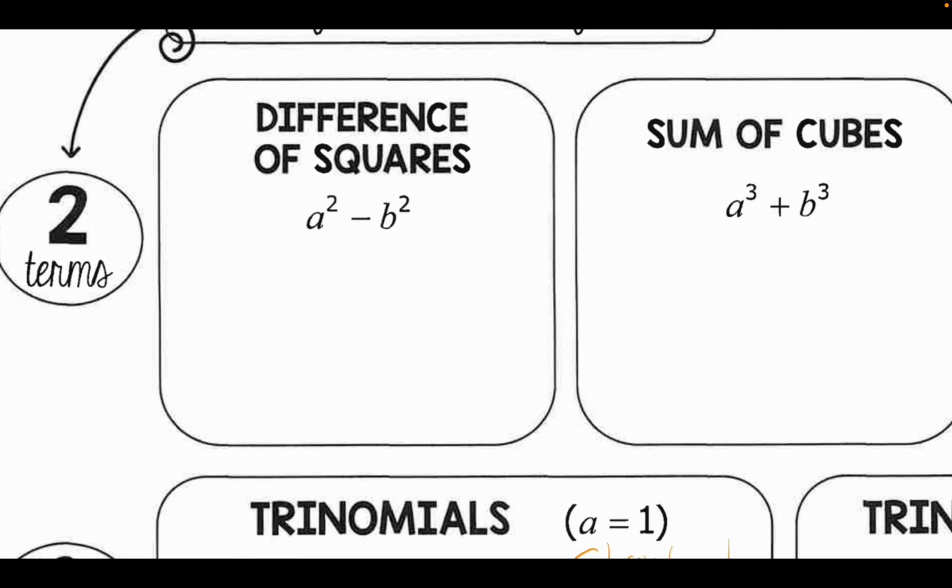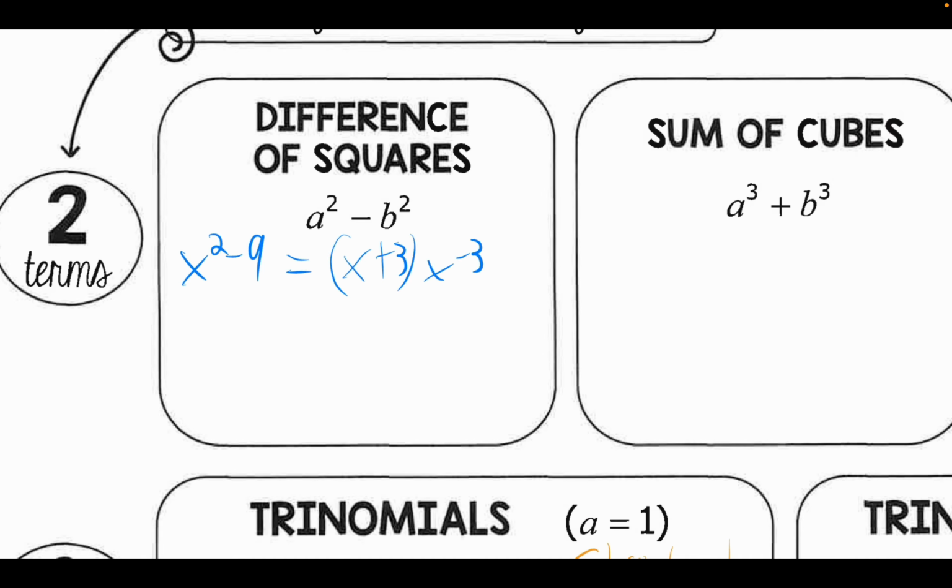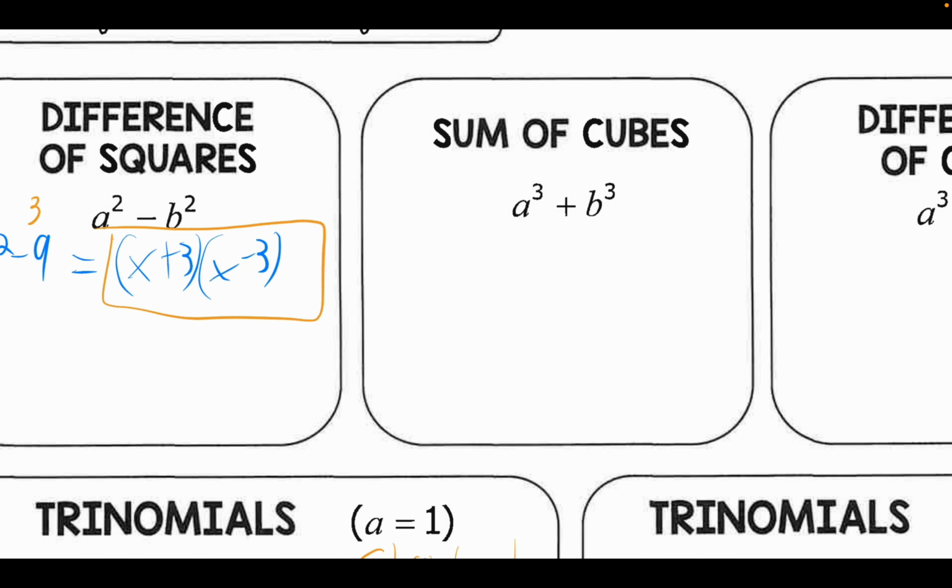So for a difference of 2 squares, our example problem could be x squared minus 9. This factors into x plus 3 and x minus 3. Because x times x is x squared, and 3 times 3 is 9. Next, sum of 2 cubes. Our practice problem is going to be x cubed plus 27, which x is the cube root of x cubed, and 3 is the cube root of 27. And so this results in x plus 3, x squared minus 3x plus 3 squared, which is 9.